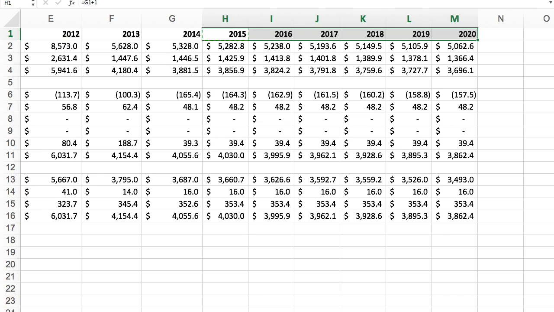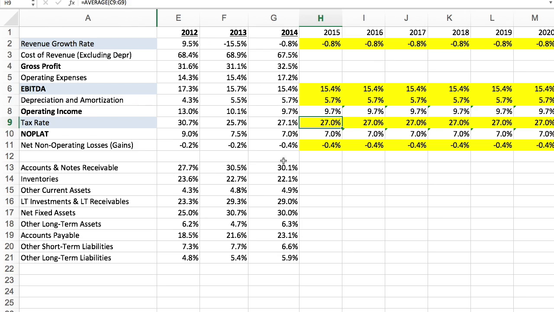All right, now that we've done the income statement, we need to do the balance sheet. So again, I'll go back to the ratios. We'll start with the balance sheet ratios. These are the 9 balance sheet ratios that we are going to forecast.